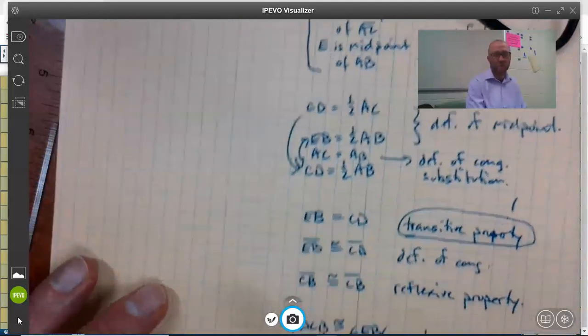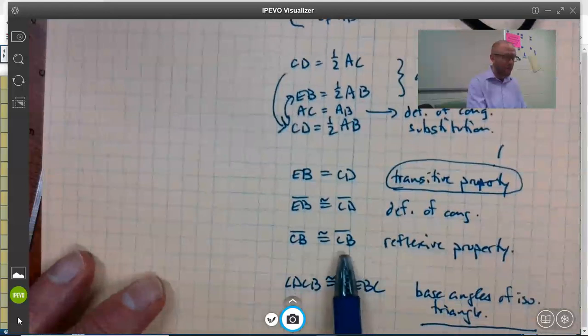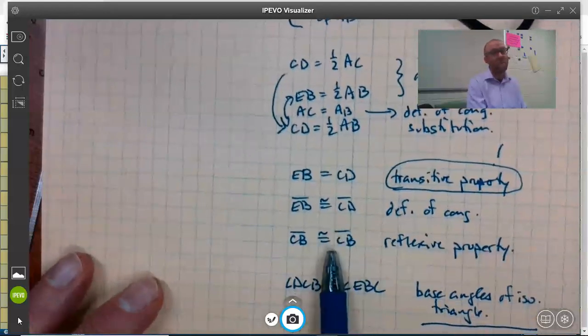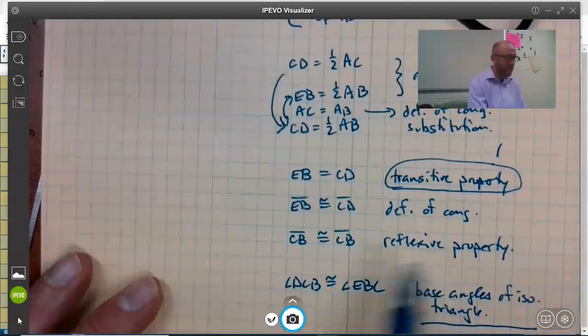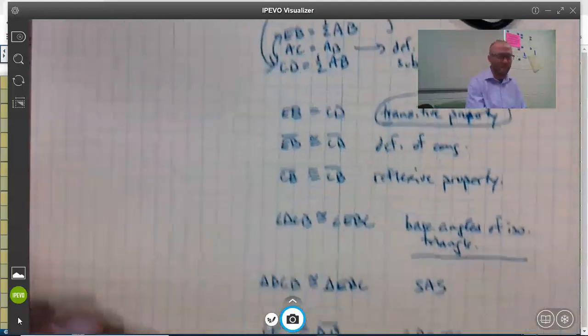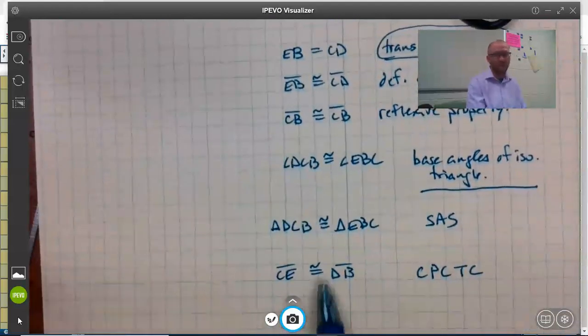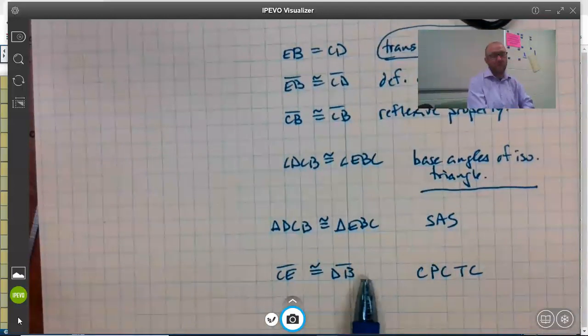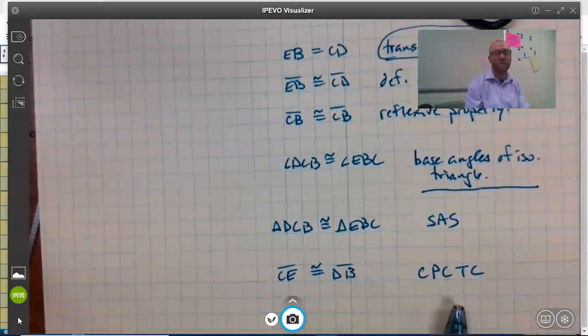And if they're congruent, and we also know that that bottom side is congruent to itself because they both share that side, reflexive property, we know the two angles are congruent because they're base angles of an isosceles triangle, and therefore the two triangles are congruent by side angle side, which means that those two medians, which are corresponding parts of the two triangles, must also be congruent. And we're done.